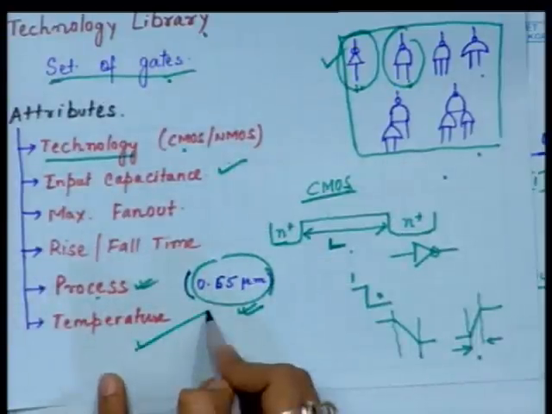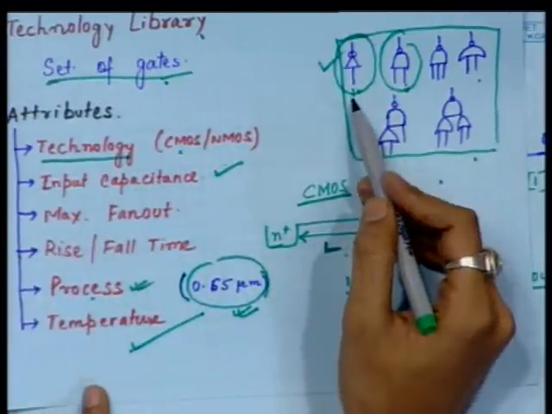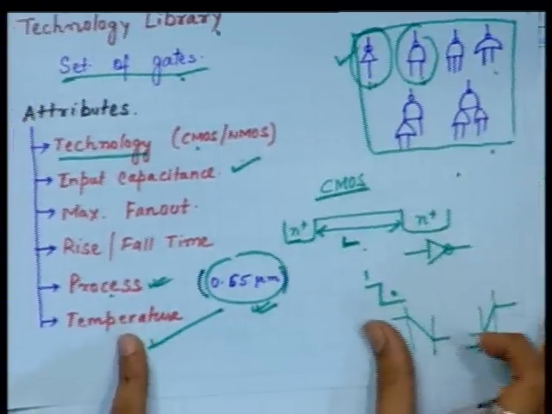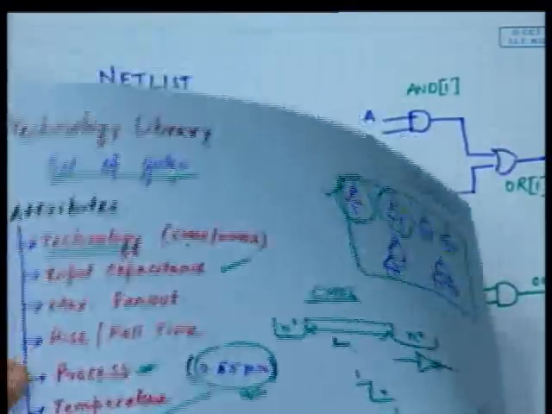Similarly, the technology library has an attribute temperature, meaning the operating temperature. It will fail above this temperature. This is all involved in the technology library.